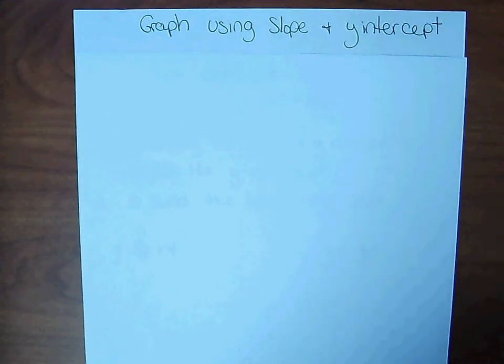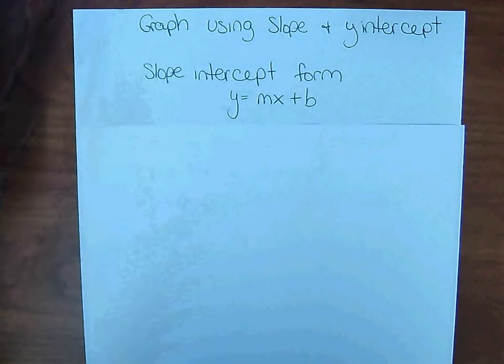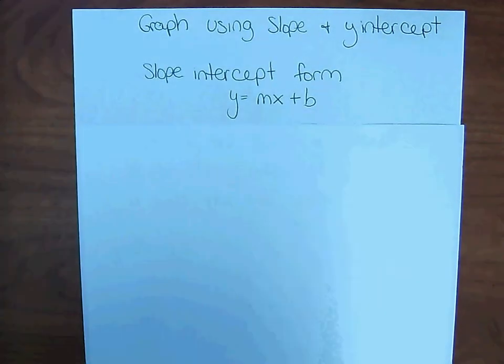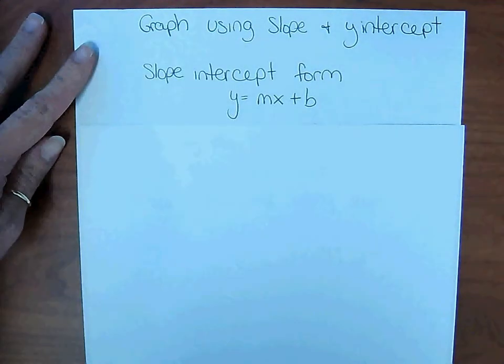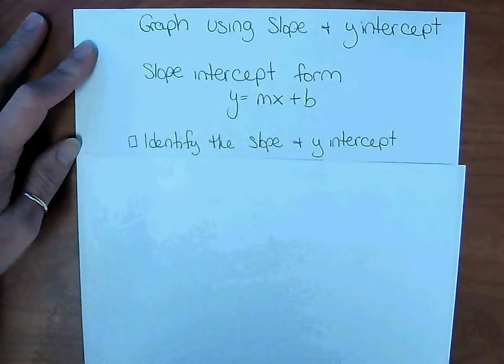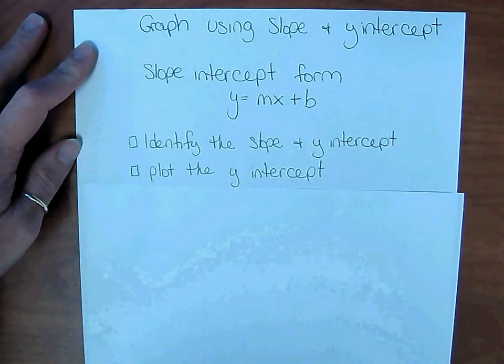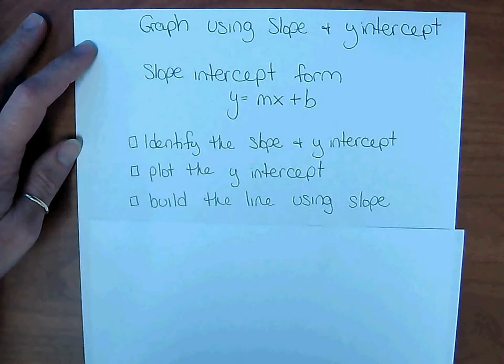Graph using the slope and the y-intercept. Slope-intercept form is y equals mx plus b. And when the equation is in this form, it makes graphing very easy. M is the slope and b is the y-intercept. So all you need to do is identify the slope and the y-intercept. Then plot the y-intercept and build the line using slope.